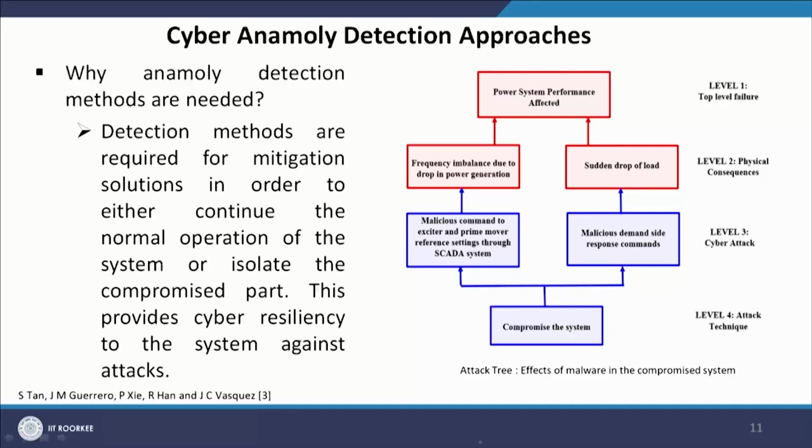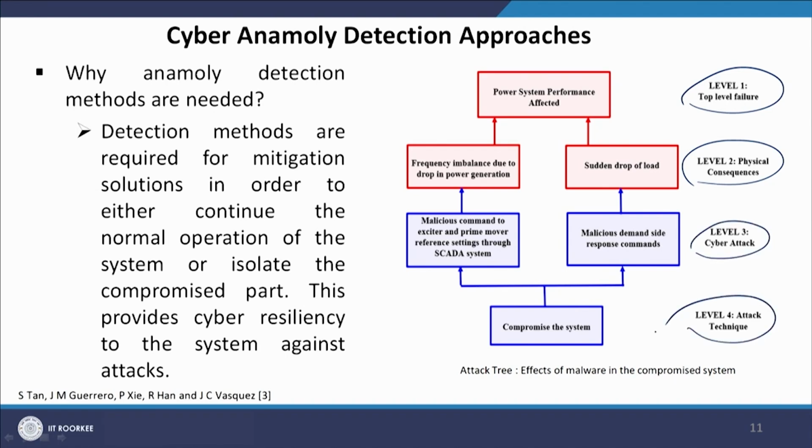Now, the right side diagram is very interesting, all of you please have a look. First of all, we will say the top level failure, which is my level 1. We have level 2, which is physical consequences, level 3, which is the cyber attack, and level 4 is the type of attack or attack techniques. Whenever there is an attack, that means you compromise the system, and when you compromise, probably there could be two options available to me.